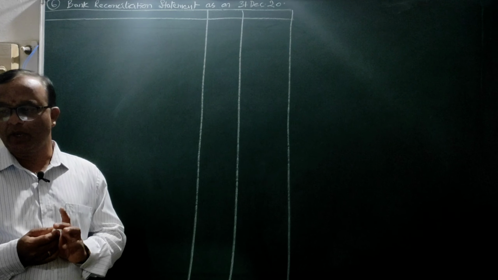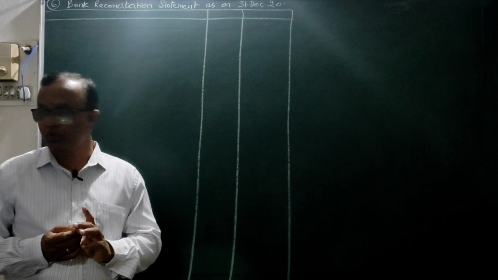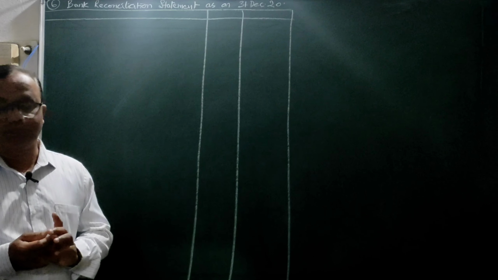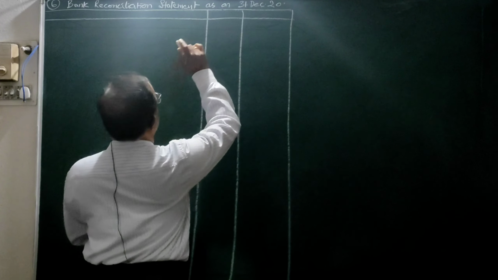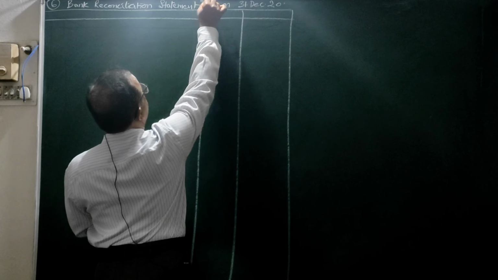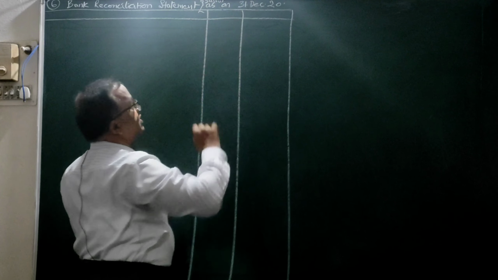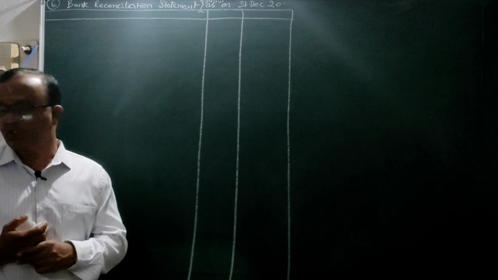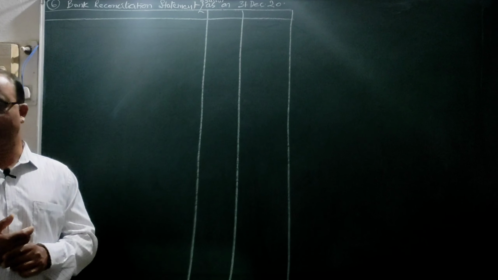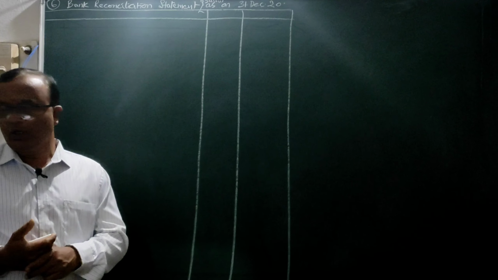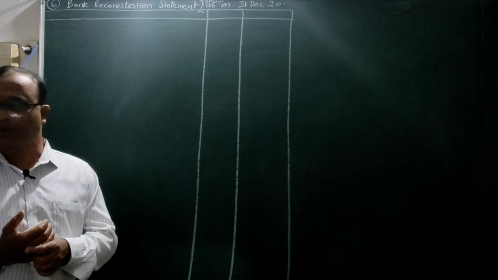What it says: prepare bank reconciliation statement of Sushil as on 31st December 2020. So we are preparing the bank reconciliation statement of Sushil as on 31st December 2020. See, this is a short problem. These problems are given in the examination previous papers. So these are the problems from our previous papers.